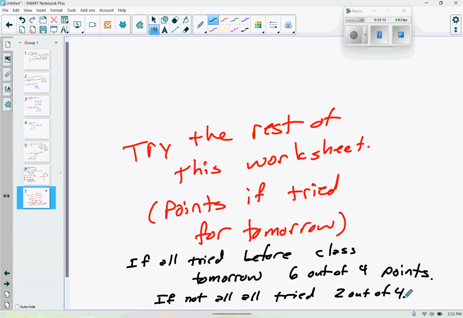If you come to class tomorrow and you can show me your worksheet saying, I tried, look, I tried, and it is legitimately tried, it's not like blank where you have like smudges on it, I'll give you 6 out of 4 points, meaning I'll give you extra credit on a homework. If it is not all tried, then you only get a 2 out of 4, which is half the points. This one?